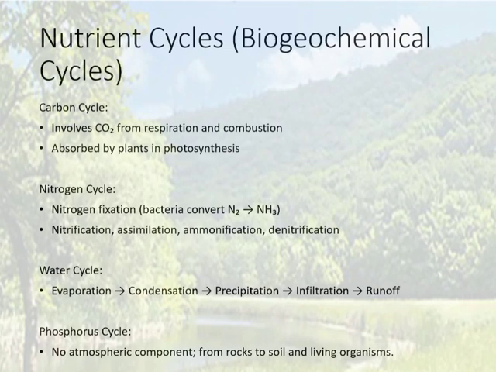Nutrient cycles. Biogeochemical cycles are crucial to ecosystem functioning. The carbon cycle involves the absorption of CO2 by plants and its release through respiration and combustion. The nitrogen cycle includes nitrogen fixation, nitrification, and denitrification. The water cycle covers evaporation, condensation, precipitation, and runoff. The phosphorus cycle moves from rocks to living organisms. Unlike others, it lacks a gaseous phase.